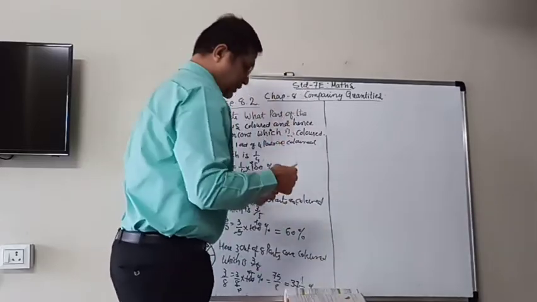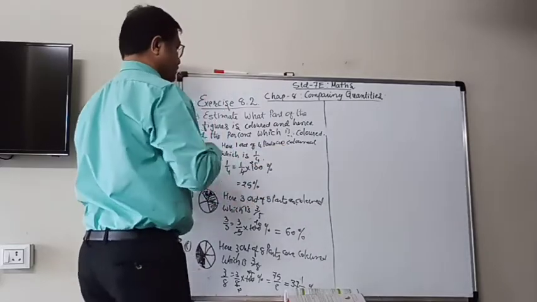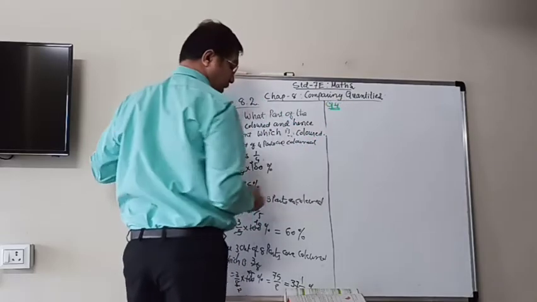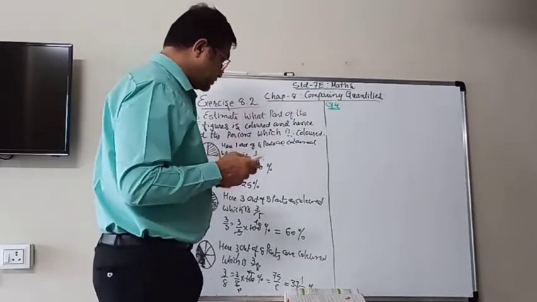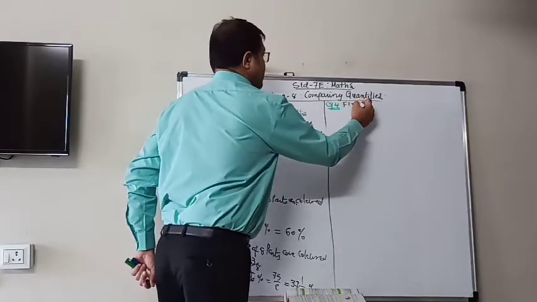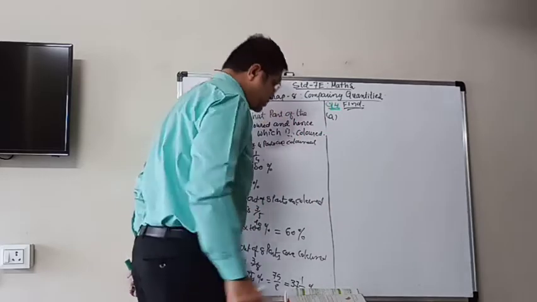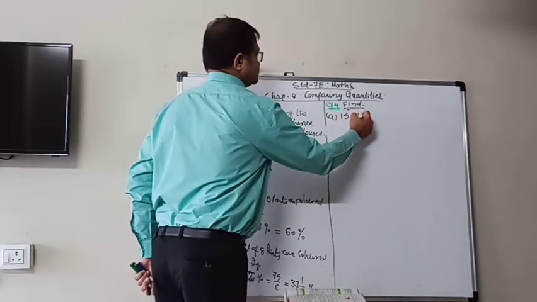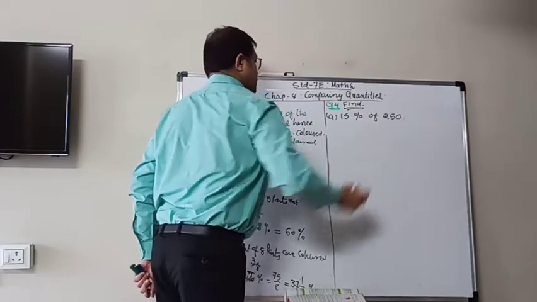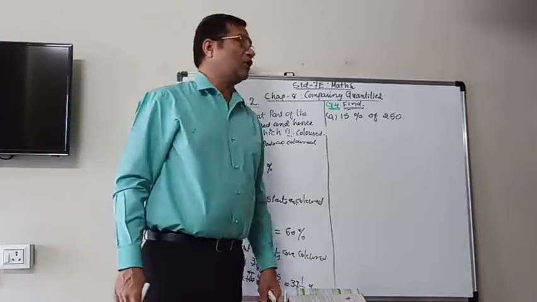Now let's do the next question, number 4. Now in question number 4, what is it? We have to find whatever they asked. First one is 15% of 250. 15% of 250.